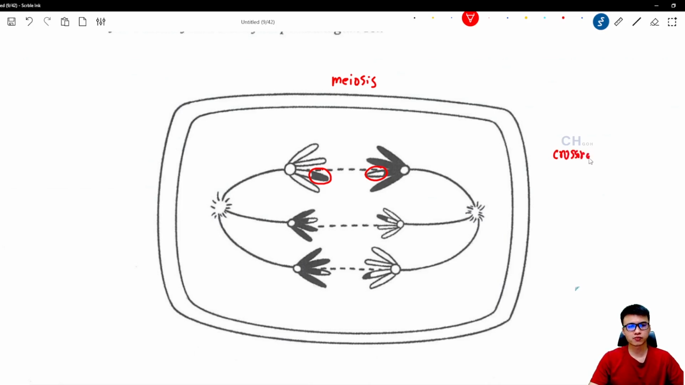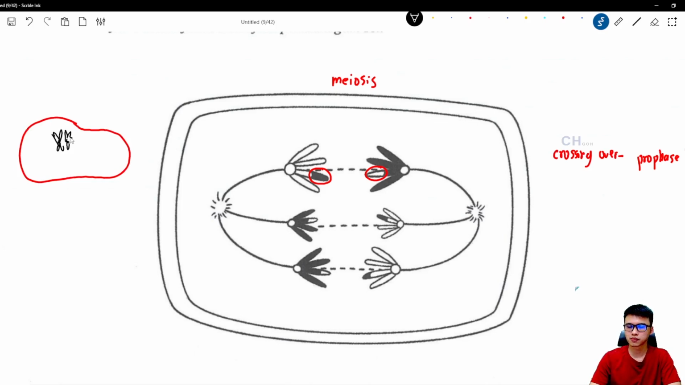Where will the crossing over be carried out? In prophase 1. So in meiosis, initially right before anaphase, the cell will be like this, having 6 chromosomes. And the homologous chromosomes are aligned together with each other in the middle of the cell. So this is what is happening in meiosis metaphase 1. Alright, so we can actually see that right before anaphase 1, we have 1, 2, 3, 4, 5, 6 chromosomes.